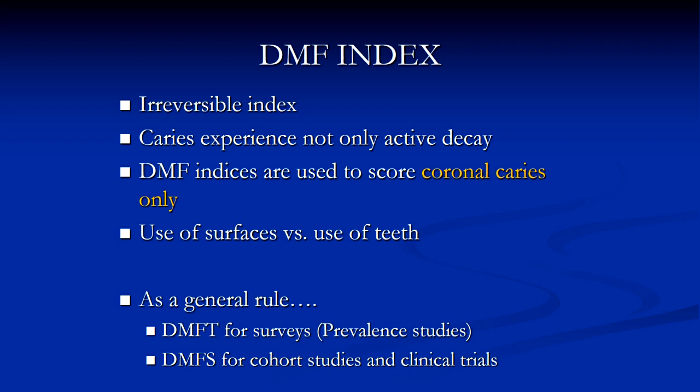The DMF-S gives us a lot more data. It's a lot more sensitive of an index, but it's a little bit more cumbersome to use. So typically the DMF-S is used for cohort studies as well as clinical trials. And we see the DMF-T used a lot more to determine prevalence of dental caries within a population.